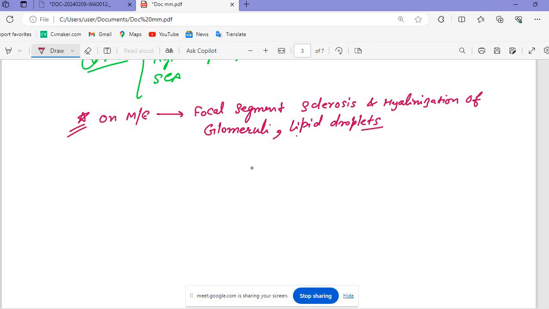Now the next remaining ones, we have two more remaining: membranoproliferative glomerulonephritis and membranous glomerulonephritis.